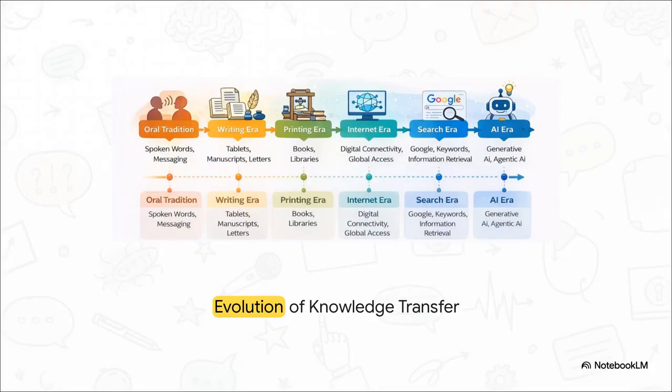To really wrap our heads around the magnitude of this, we kind of have to look at how humanity's knowledge transfer has evolved over time. We journeyed from oral traditions, where human memory ruled everything, through the printing press and right into the internet search era that gave us global digital connectivity. But this, the AI era, is fundamentally different. Systems don't just store or retrieve data for us anymore. They actively synthesize it. They collaborate with us to think, problem solve, and create. It's a massive, massive shift in how we work.